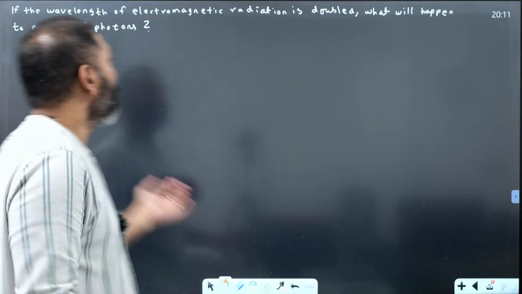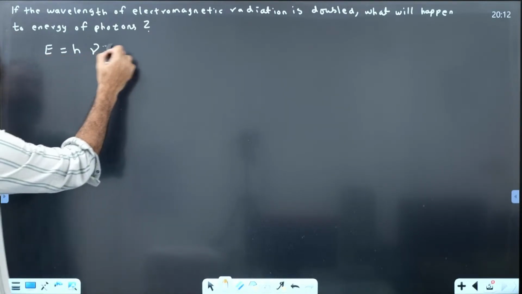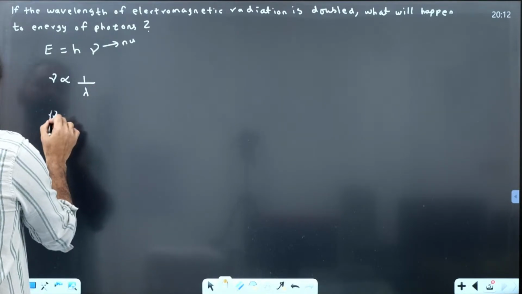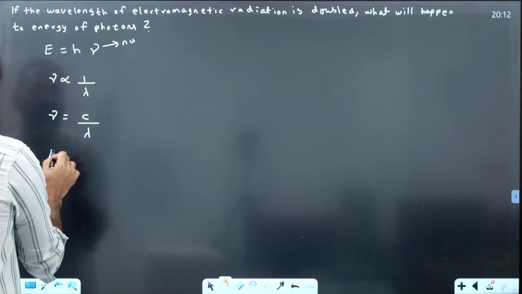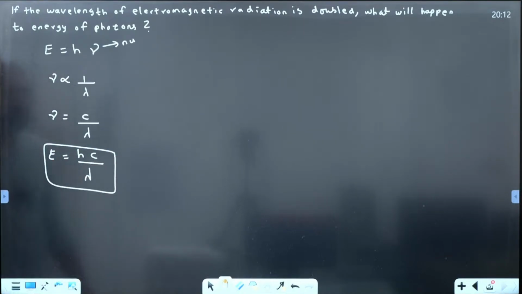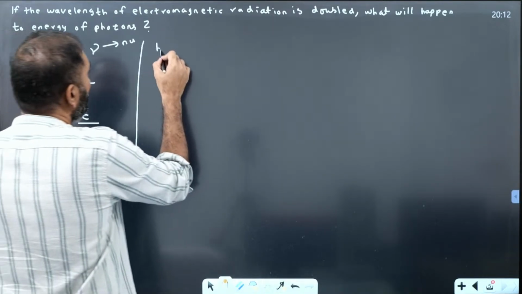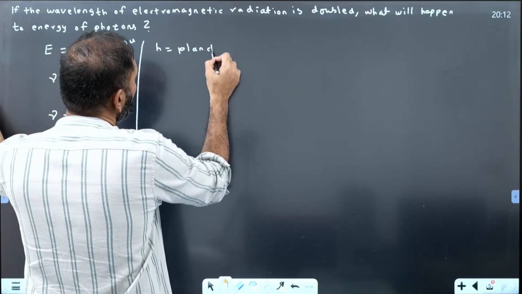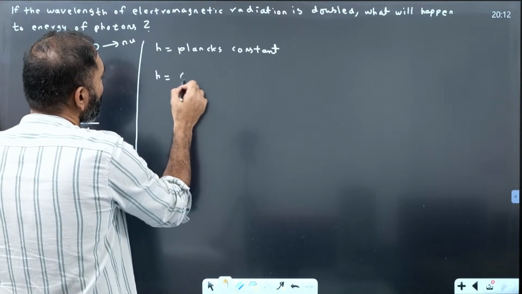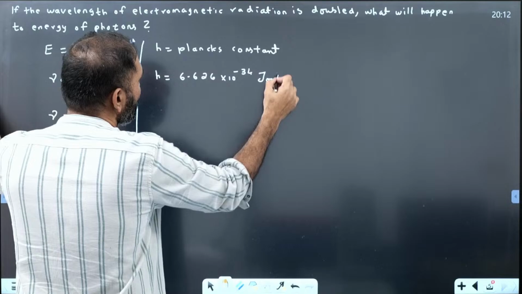So remember there is an equation E equal to h nu. What is nu? Frequency. Nu is equal to what? C by lambda. So E equal to, instead of nu, I can write hc by lambda. E equal to hc by lambda. So obviously some of you might be wondering what is h. h is Planck's constant. Value of h is 6.626 into 10 raised to minus 34 joule second.